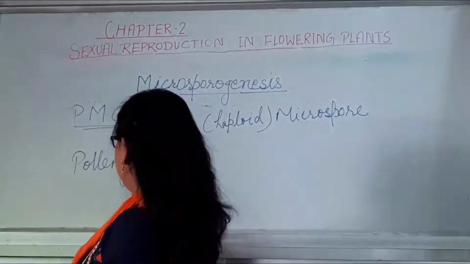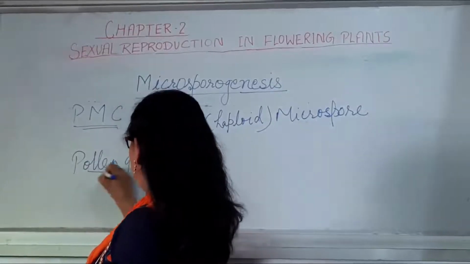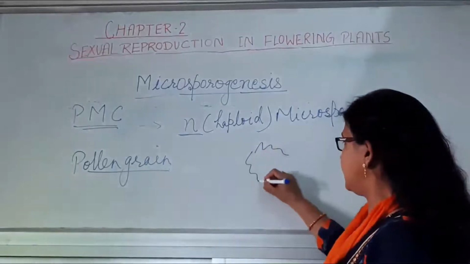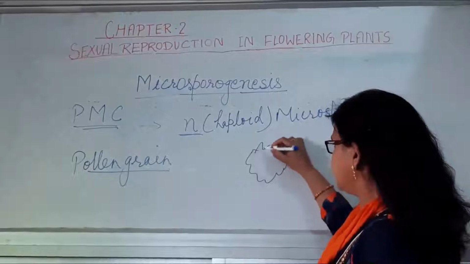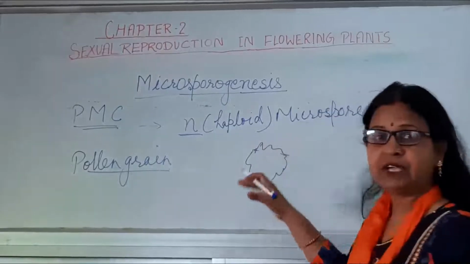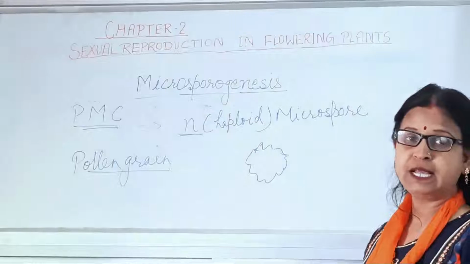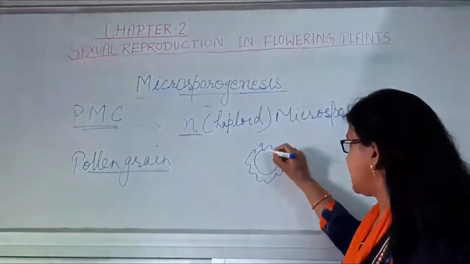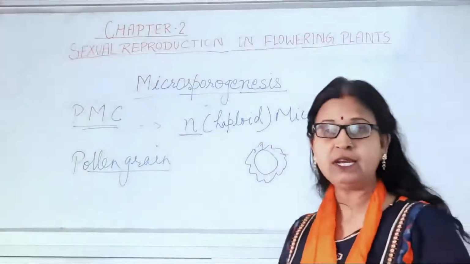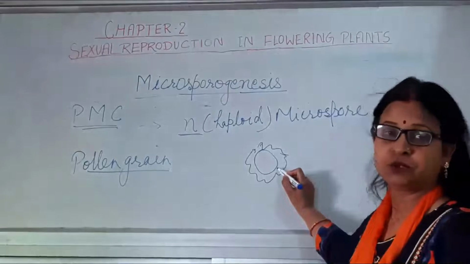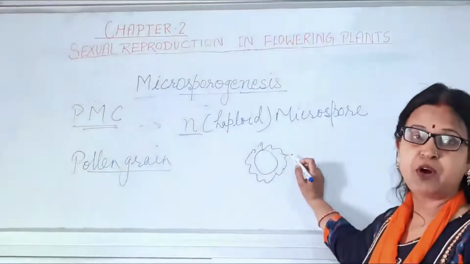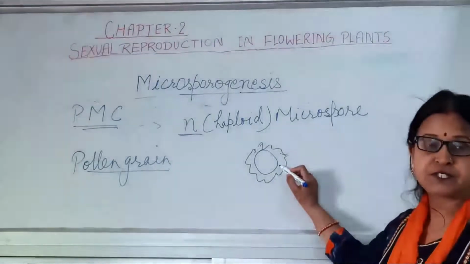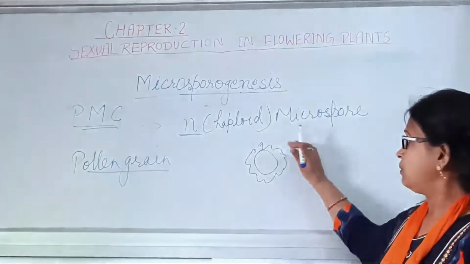Then you will observe this pollen grain. You can see externally it is a rough structure, generally circular in outline, having a rough structure on the outer side, and it consists of 2 layers. The outer layer is rough and irregular, and the inner layer is smooth. This outer layer is made up of sporopollenin, which is a very hard, tough covering, and the inner one is made up of cellulose and pectin.